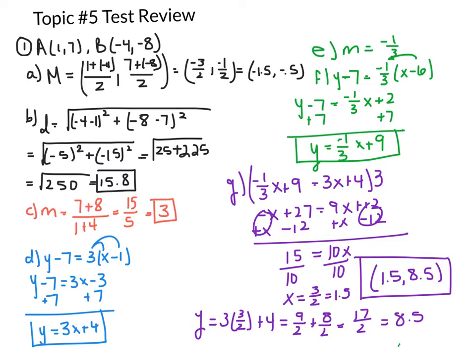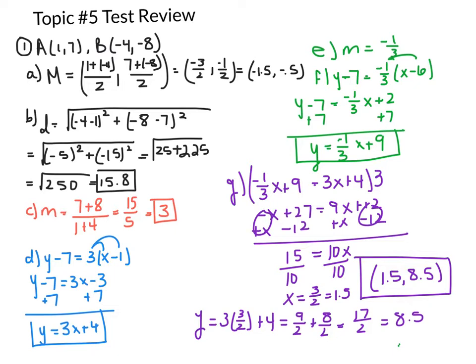Part D asks you to find the equation of line L1 in slope-intercept form. So I put it in point-slope form to start. Doesn't matter which point you picked. I picked point A. So y minus the y-coordinate is equal to the slope times x minus the x-coordinate. And then I solve for y, so you end up with y equals 3x plus 4.